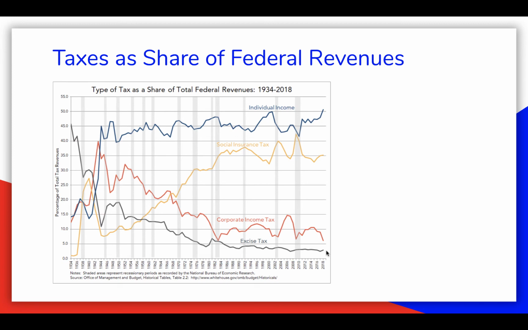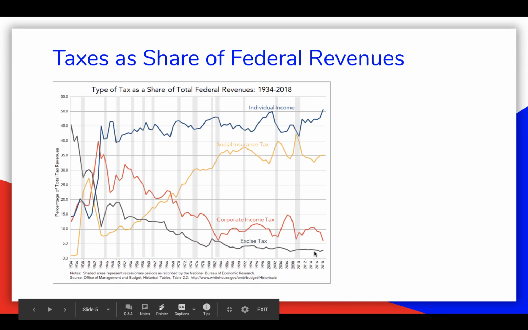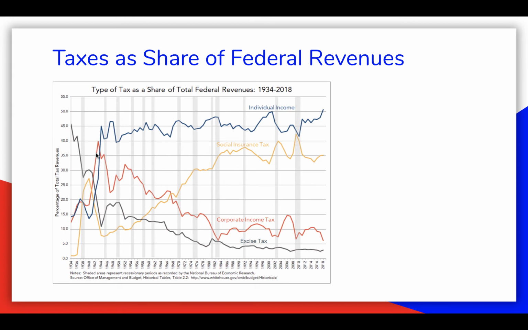You can see, though, that this composition has changed over time. This is from 1934 to 2018. Corporate taxes used to be much higher, this red line, red-orange, I suppose, mid-century, and social insurance, this yellow line, and individual income taxes used to be much lower in the 40s. Really, individual income taxes, though, have remained relatively stable as a proportion of revenue, while corporate income taxes have pretty much fallen, okay?